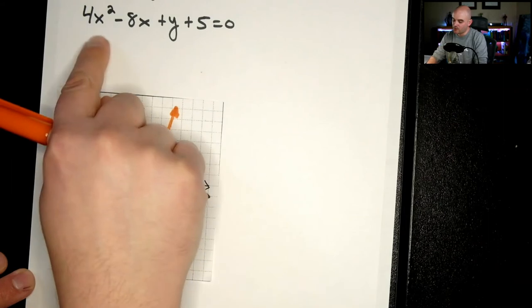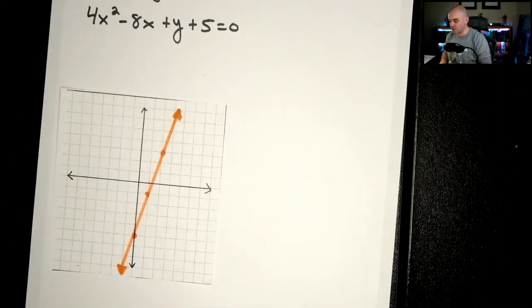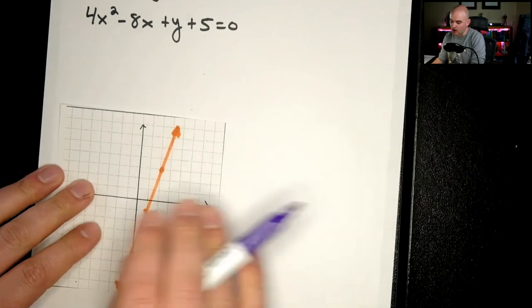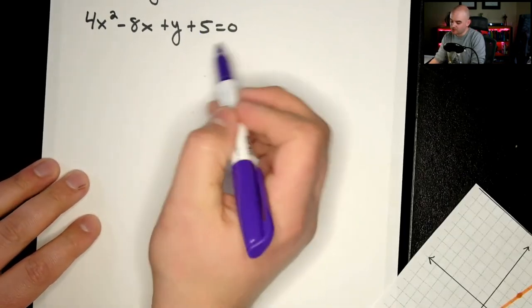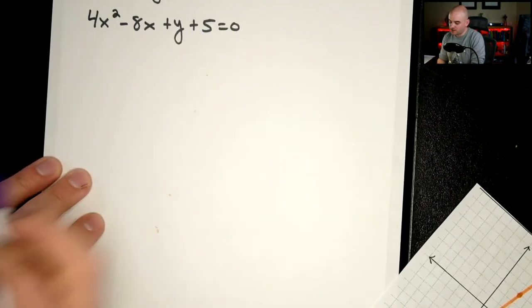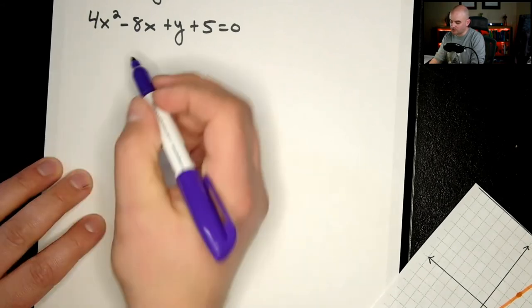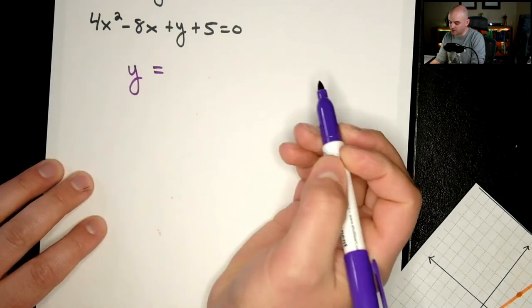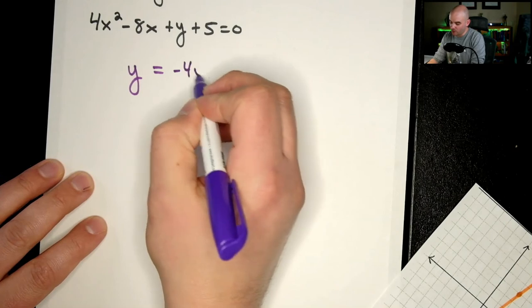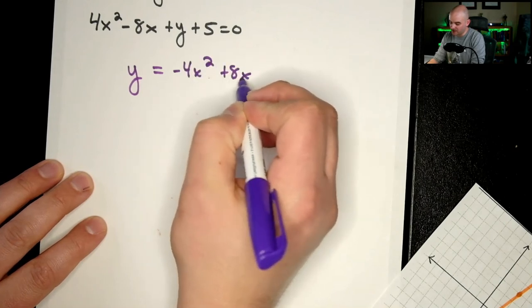Now, we need to know how to graph our quadratics. So make sure you go back and review graphing quadratics if you don't remember how. If you do remember how, good for you. I'm going to go over it right now. Let's go ahead and get y by itself right here. So I'm going to subtract 5 from both sides, and I'm going to move all this mess over also. So I end up with y is equal to negative 4x squared plus 8x minus 5.